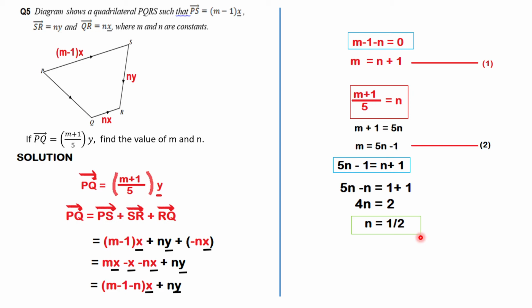Next, you can choose one of the equations to substitute the n and find the m value. I'm going to choose the first equation, m equals n plus 1. Substitute the n value as 1 over 2. Simplify this, you'll get m as 3 over 2. So that will be the answer for m and n.